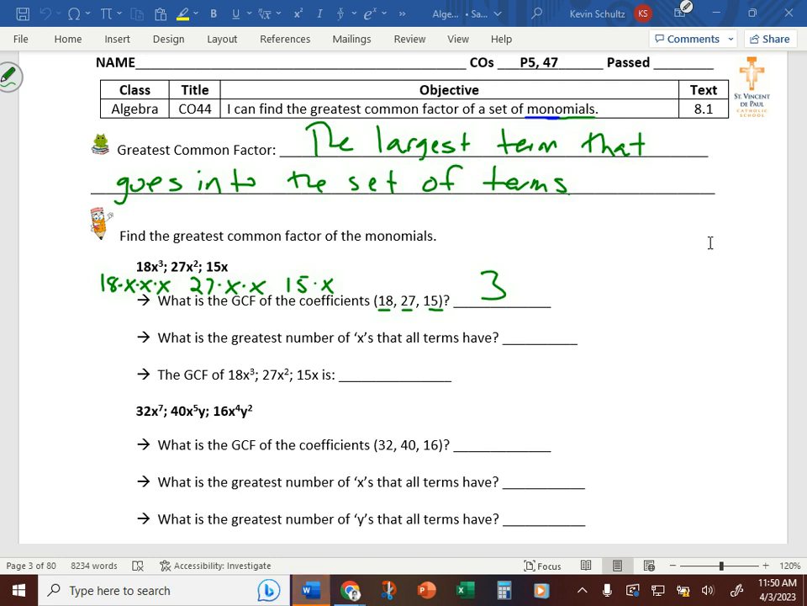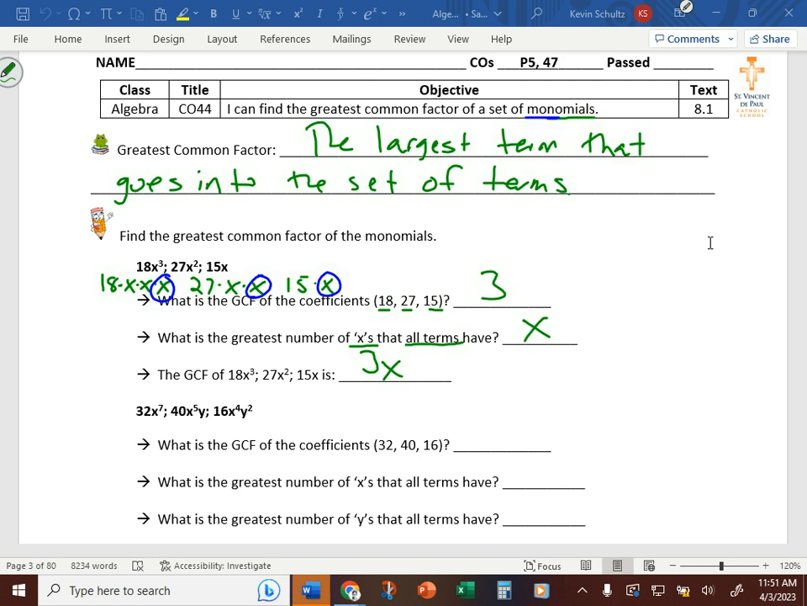Now we get to what makes this terms rather than just numbers: the greatest number of x's. Our first term, 18x cubed, has 3 x's, x times x times x. Our second term, 27x squared, has 2 of them. Our third one only has 1. So what's the greatest number of x's that all terms have? They all have 1x, 1x, and 1x. Some have more, but they all have 1. So the greatest common factor of 18x cubed, 27x squared, and 15x is 3x.